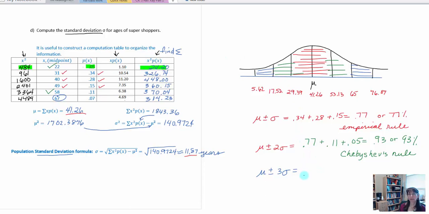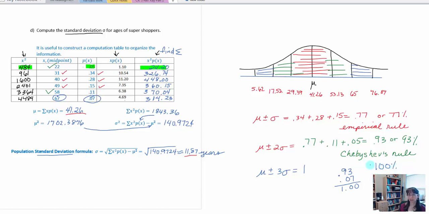So what should the probability add up to if this is including all of the shoppers? We should get 1. So we know that we already had 0.93 from the shoppers within 2 standard deviations, and the only value that wasn't included yet was the 67-year-olds at 0.07. So if we added 0.07 to the 0.93, that does make 1. So that would be 100%.